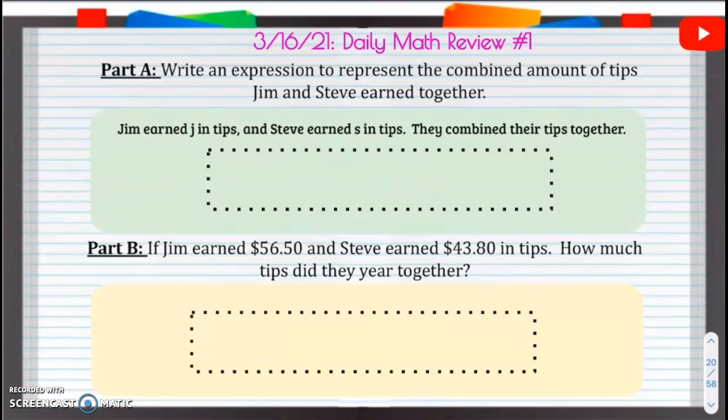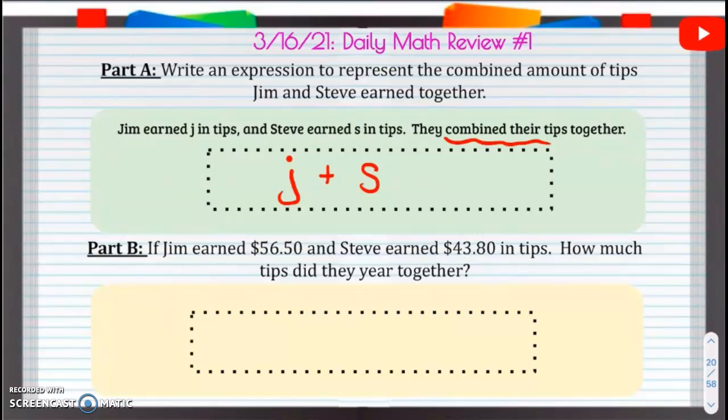DMR number 1, part A, we're going to write an expression to represent the combined amounts of tips Jim and Steve earned together. So it says Jim earned J in tips and Steve earned S in tips. They combined their tips together. So if Jim earned J tips and Steve earned S tips and they combine them together, it's just going to be J plus S. They're going to put them together.